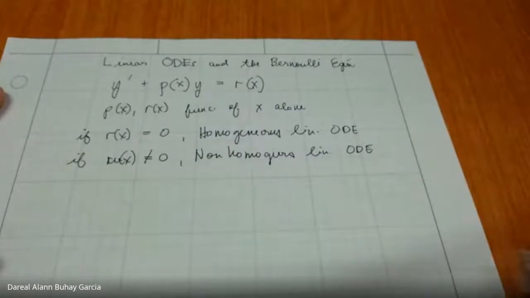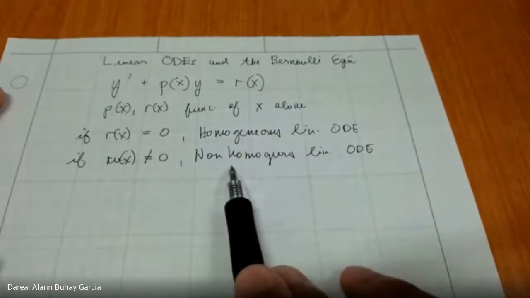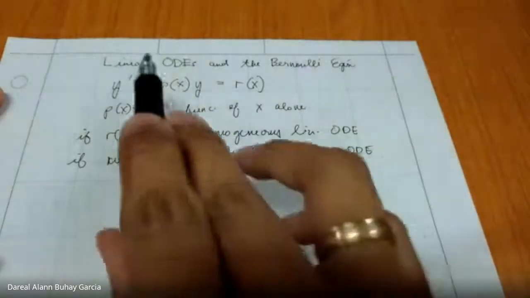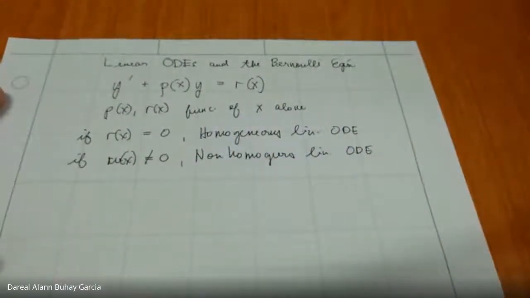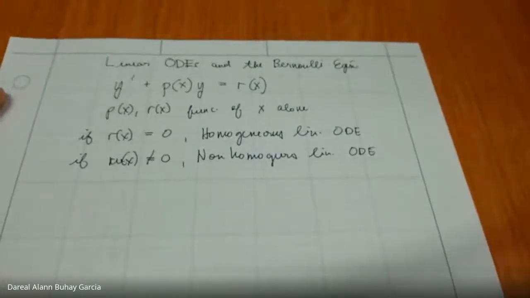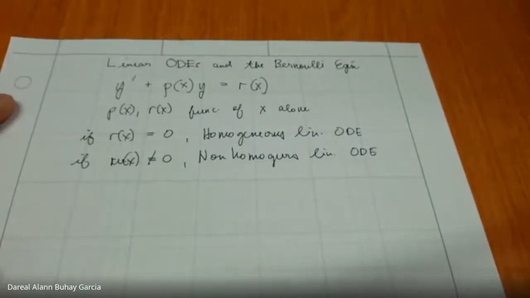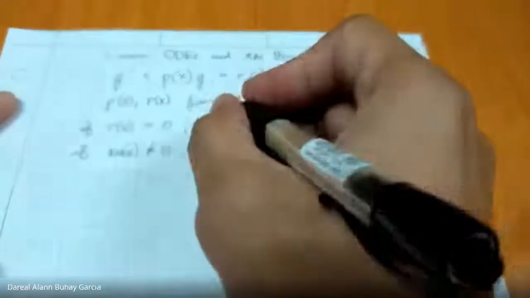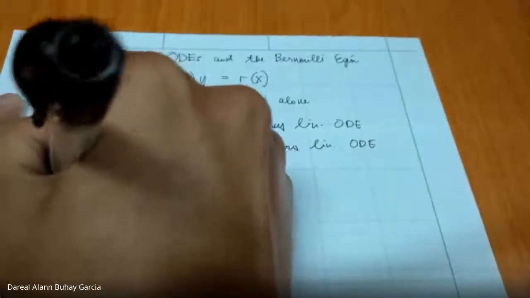First, we must determine if it's homogeneous or not. So what if it's non-homogeneous? What if r of x has a value? Lucky for us, linear ODEs are one of the easiest to solve, because the solution is already predefined. What do I mean when I say predefined? If it's non-homogeneous, the solution would look like this.